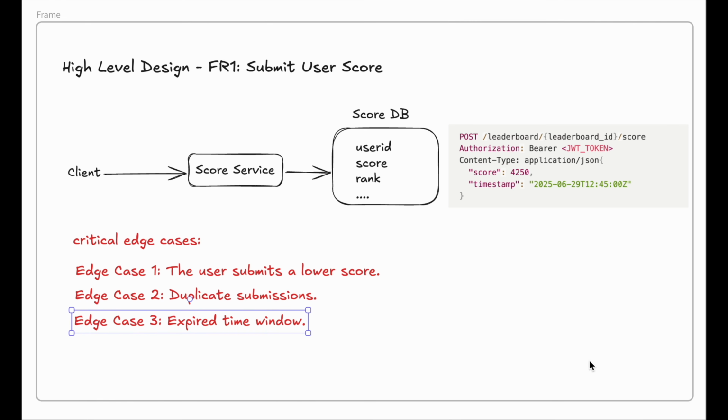Edge case 3. Expired time window. What if someone tries to submit a score for a leaderboard that already ended? We need to validate the timestamp and either reject the submission or route it to a historical leaderboard to keep archival data clean and separated.